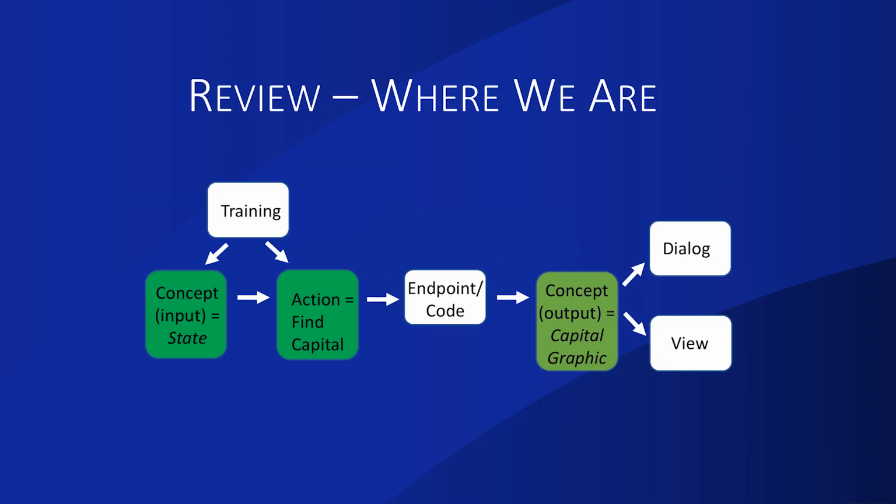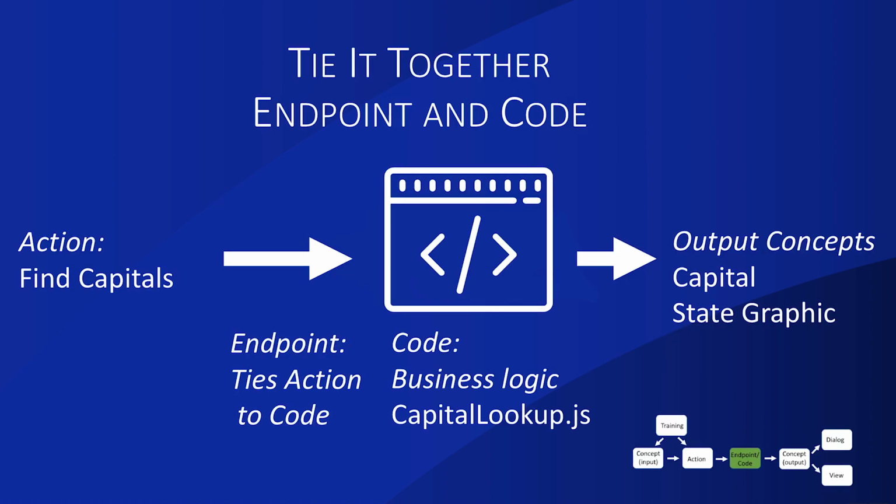So let's review where we are. So we talked about concepts, both concepts on the input side, state in our example. And in the output, we have both a capital and a state outline graphic. And then we have that action, which is find capital. So how do we tie all this together? We have our input, we have our output. What do we do in the middle?